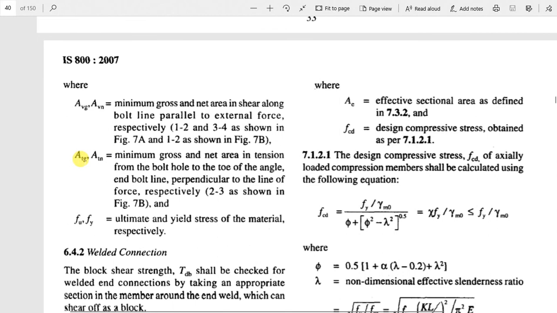Similarly, ATG and ATN. Here T stands for tension, G stands for gross, N stands for net. I told you that block shear failure occurs due to both shear as well as tension. So these values give gross and net areas in shear, and these values give the gross and net areas due to tension.